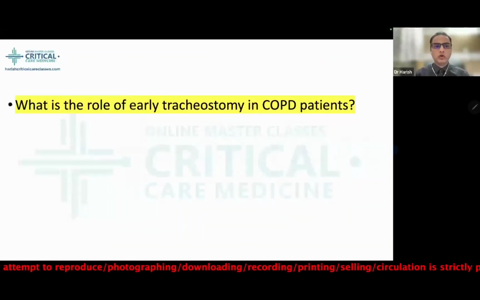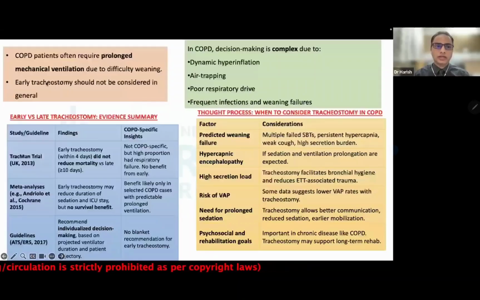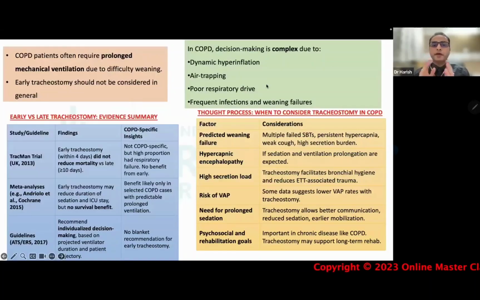Okay. So, what is the role of early tracheostomy in COPD? Now we reached our patient in around 7 days. So, should we consider early tracheostomy? Answer is no, because even though COPD requires prolonged mechanical ventilation and we can have difficulty in weaning, early tracheostomy is not considered in general because the decision making is complex. They will have dynamic hyperinflation, air trapping, poor respiratory drive, and frequent infection and weaning failure. Even if you do a tracheostomy, there is no guarantee that you are able to wean them early.